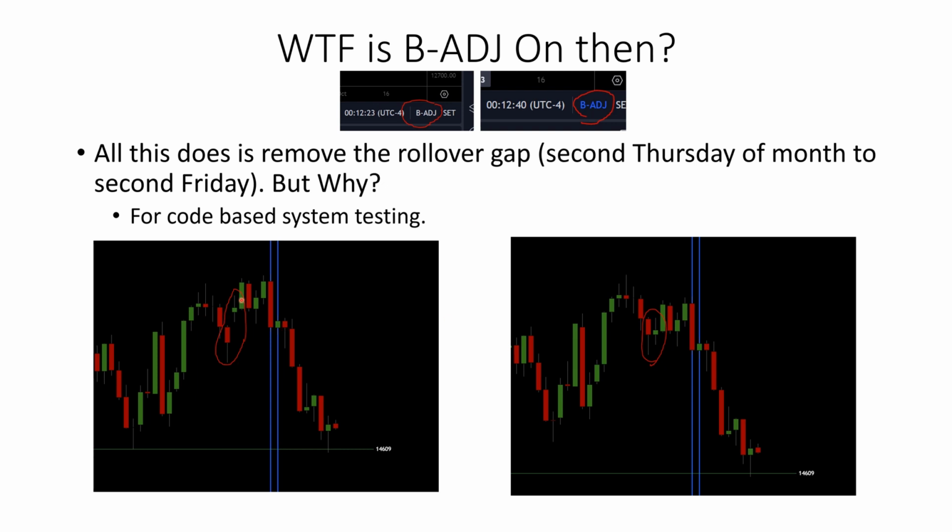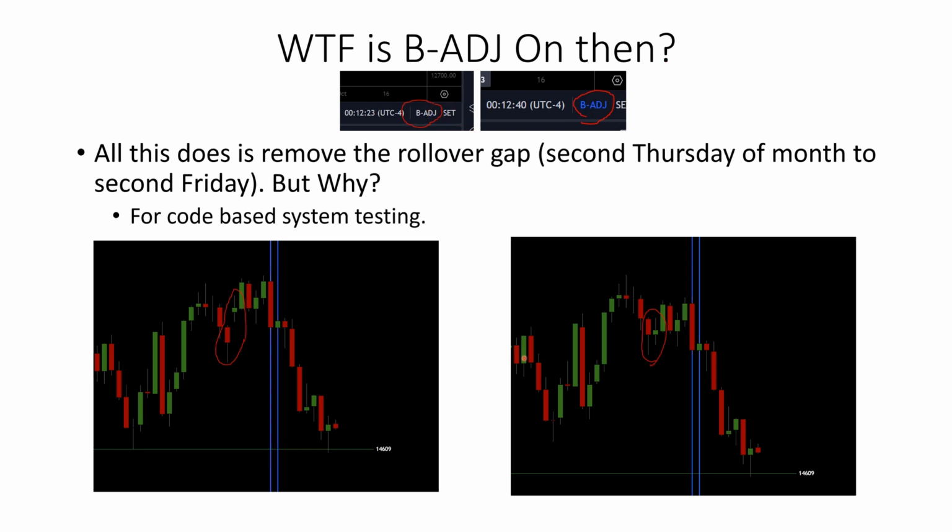That's when volume shifts, and you're going to see that price gap form when the market shifts its trading from NQU to NQZ, for example. You're going to get that price gap. So all B-adjust does is it turns that gap from on to off. So just think of it as gap on, gap off.